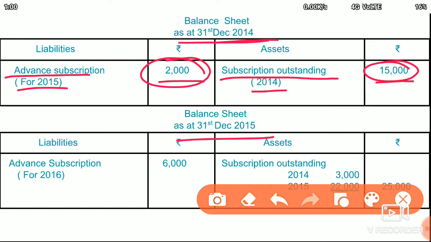If we make the current year's balance sheet, the advance which was received in 2015 for 2016 from the receipts and payments account, we can get this information. 6,000 rupees becomes a liability. This is an advance subscription of 2016, and this is from the receipts and payments account of the current year.